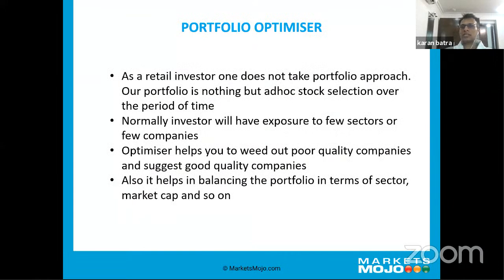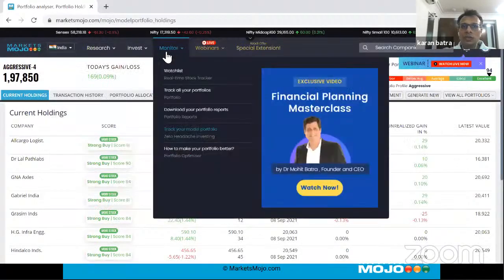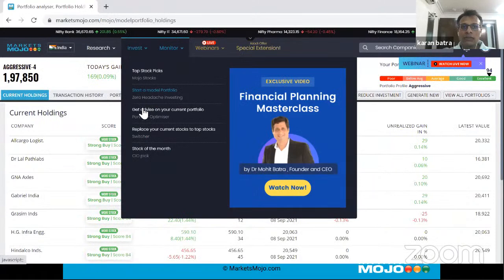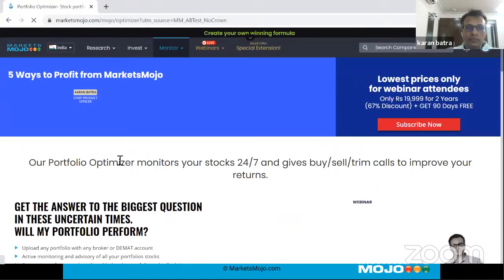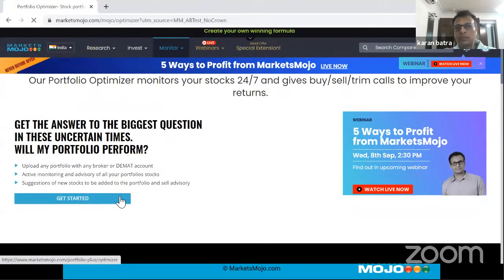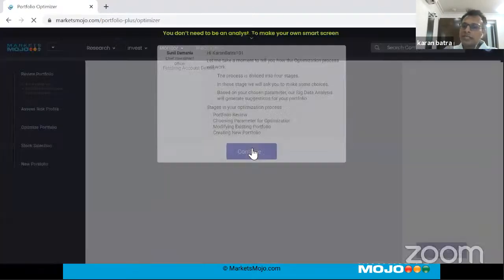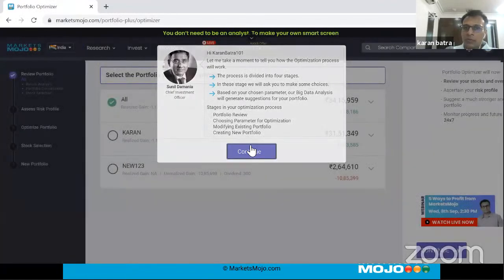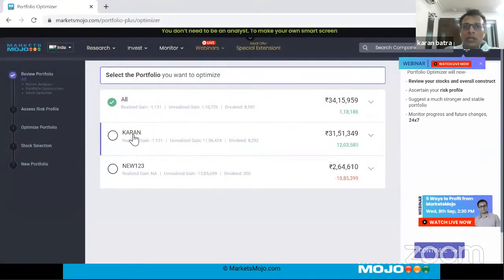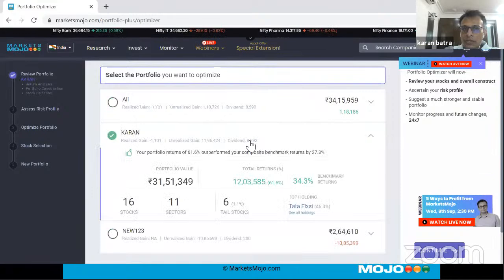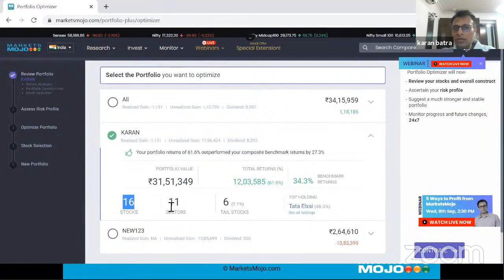So model portfolio is if you want to invest new money. But what about managing your own portfolio better? For that, you can use the portfolio optimizer. So you can go to invest and portfolio optimizer. So basis your saved portfolio that you save on the MarketsMojo portal, you can optimize the portfolio better. So if you have multiple portfolios, you can either optimize them all together or you can optimize them individually. So let me take this dummy portfolio, which is around 31 lakhs invested in 16 stocks across 11 sectors.